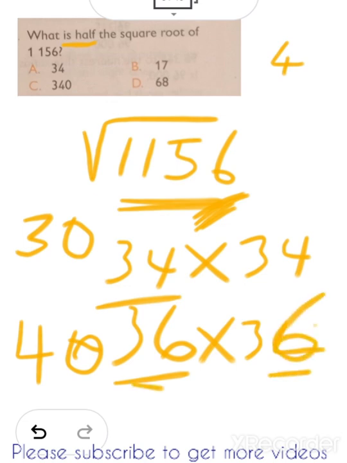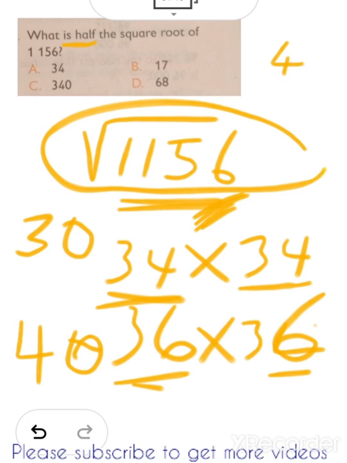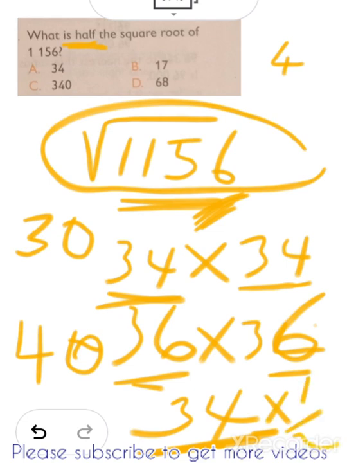36 times 36 will give you 1296. 34 times 34 will give you 1156. So our answer becomes 34. And remember, there was a keyword which was half the square root. We have got the square root of 1156, which is 34. Now you get half of this. You multiply by half, the answer becomes 17.